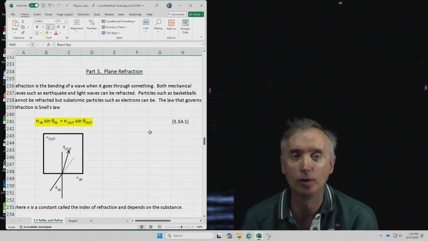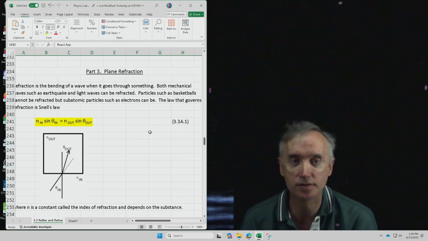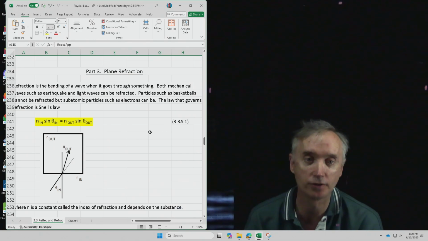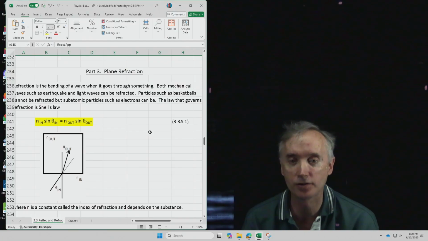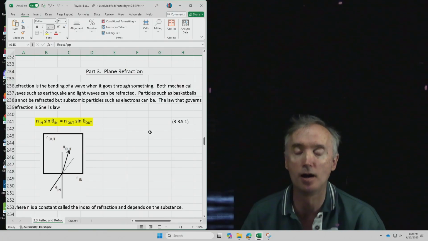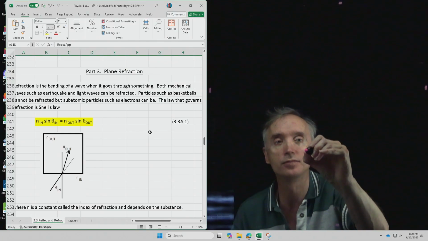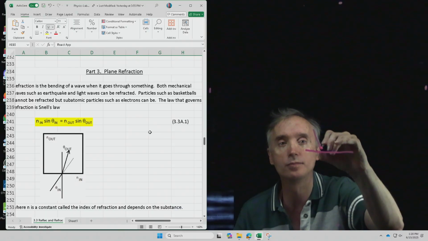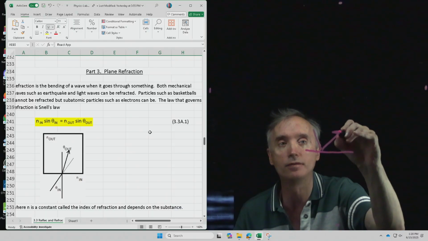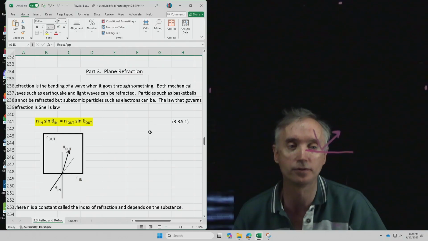Okay, now we want to do part 3 of the lab, and this is going to be on refraction. So reflection was when light bounced off of something. So here was the mirror, the light comes in, and then it bounces off. So that's going to be called reflection.